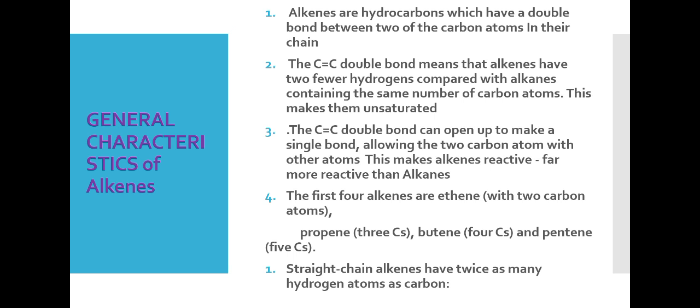The carbon-carbon double bond can open up to make a single bond, allowing the two carbon atoms to bond with other atoms, and this makes alkenes reactive, even more reactive than alkanes. The first four alkenes are ethene having two carbons, propene having three carbons, butene having four carbons, and pentene having five carbons. Straight chain alkenes have twice as many hydrogen as carbon.